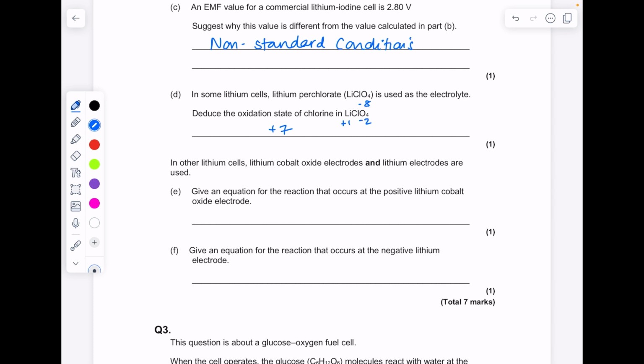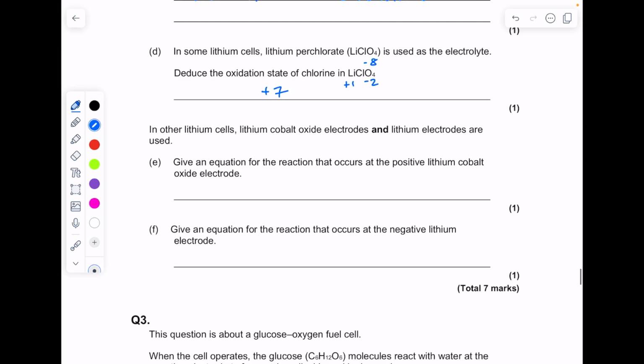Give an equation for the reaction that occurs at the positive lithium cobalt oxide electrode. This is what I was just going through. You do need to learn these off by heart. Give an equation for the reaction that occurs at the negative lithium electrode. Remember, the way round we're writing these equations is based on the battery in operation, so discharging. So that's why this lithium equation is the oxidation reaction.